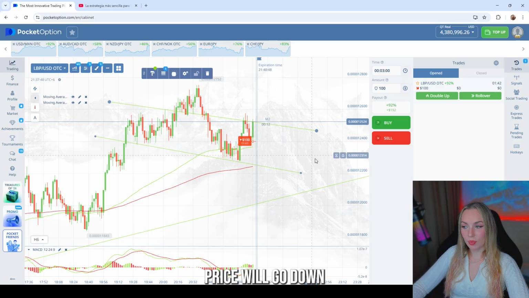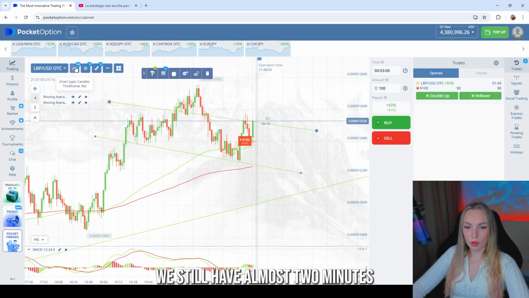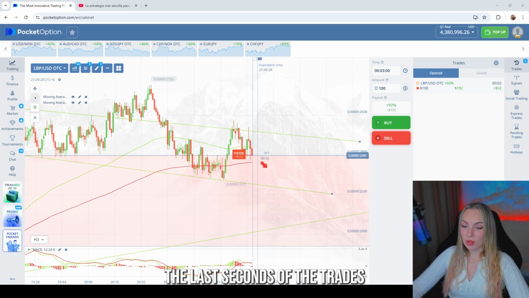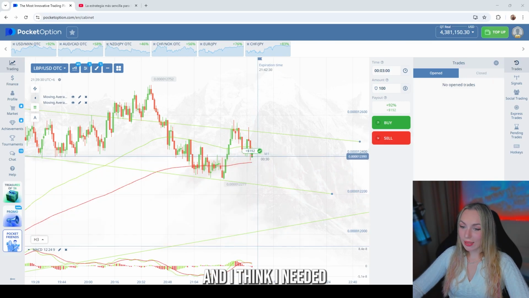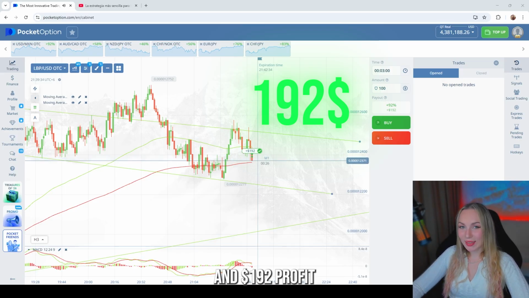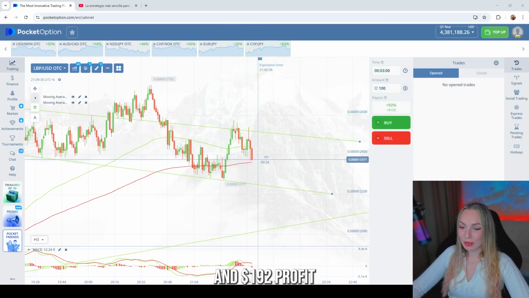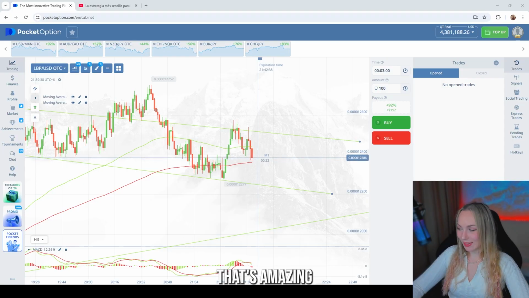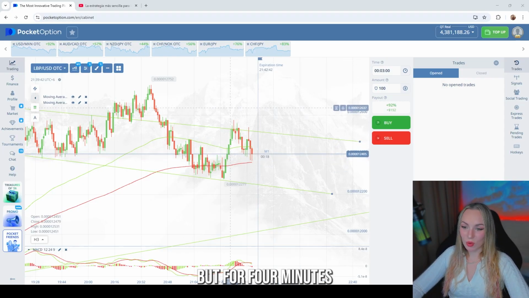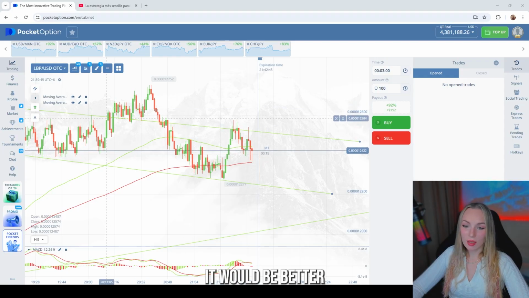So I believe that the price will go down. We still have almost 2 minutes to wait. Let's wait there. The last seconds of the trade, and I think I needed a little bit more time, but still it's profitable, and $192 profit. That's amazing.